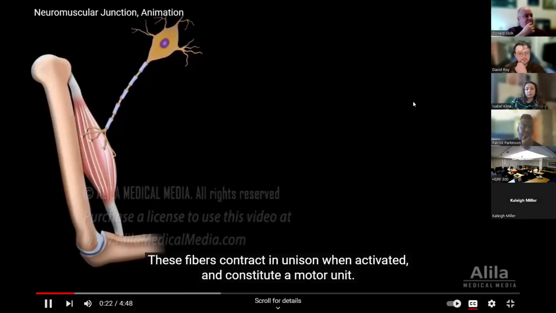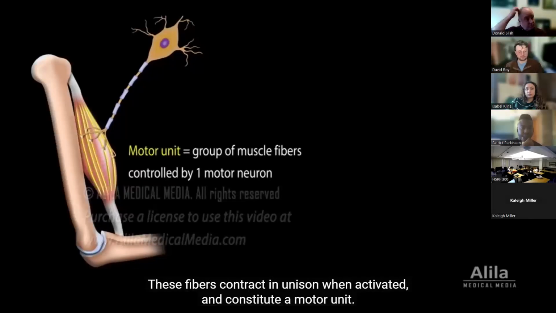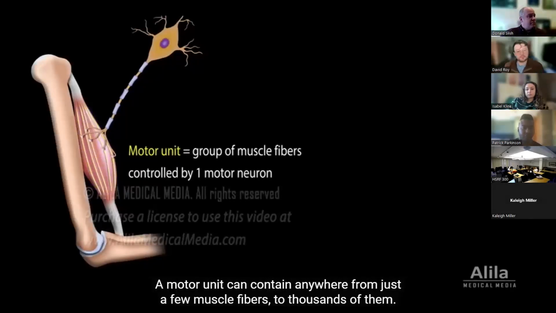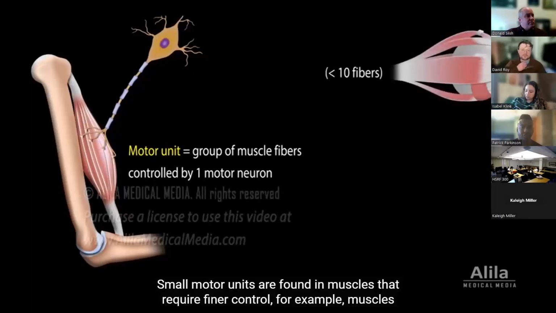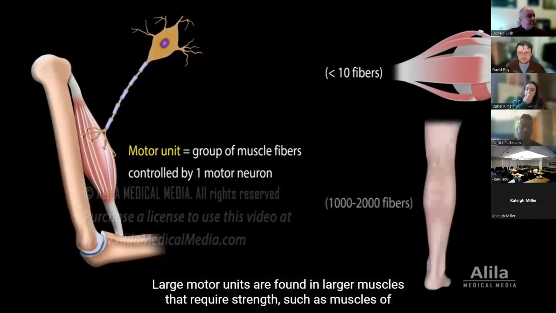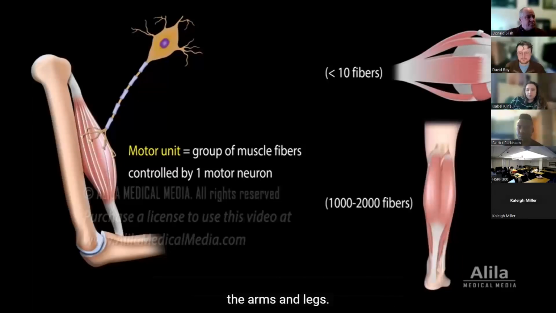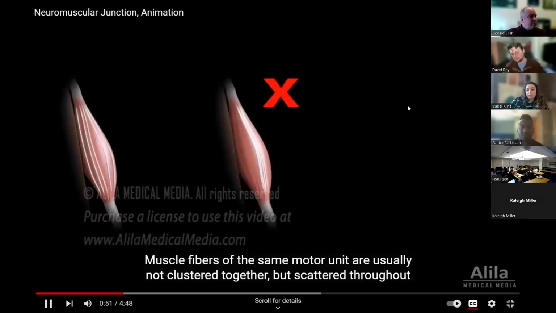These fibers contract in unison when activated and constitute a motor unit. A motor unit can contain anywhere from just a few muscle fibers to thousands of them. Small motor units are found in muscles that require finer control. For example, muscles that are responsible for subtle movements of the eyes. Large motor units are found in larger muscles that require strength, such as muscles of the arms and legs. Muscle fibers of the same motor unit are usually not clustered together, but scattered throughout the muscle.